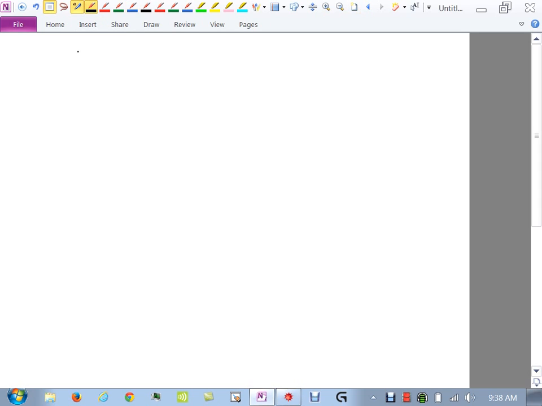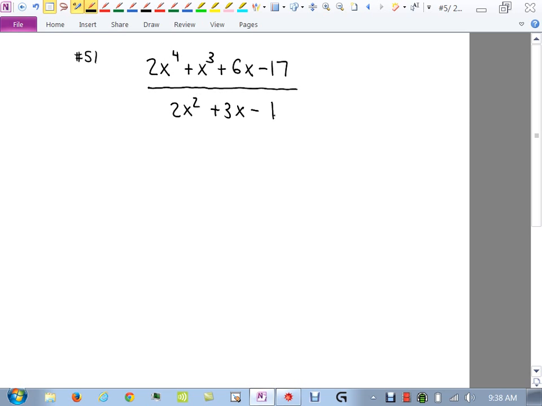So on 51, we have 2x to the fourth plus x cubed plus 6x minus 17 divided by 2x squared plus 3x minus 1. All right, so we definitely have polynomial division here. We don't have a monomial on the bottom. We actually have a trinomial. So we're going to have to use long division here.